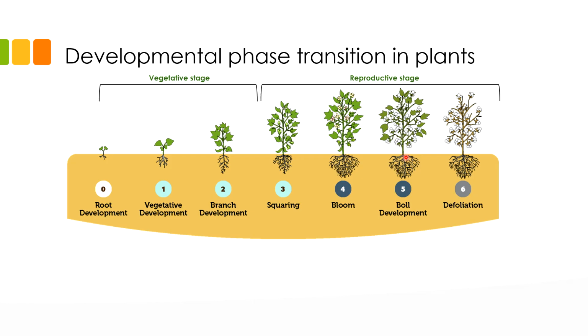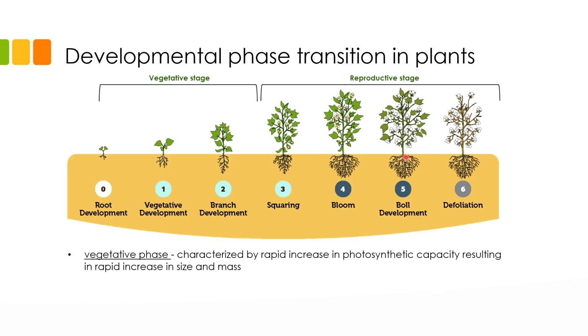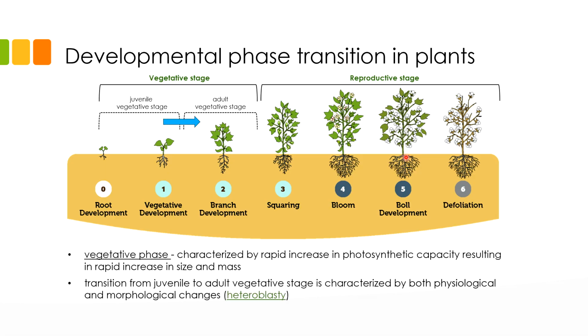The vegetative stage is characterized by a rapid increase in photosynthetic capacity that results in rapid increase in the size and mass of the plant. The vegetative stage can further be divided into the juvenile vegetative phase and the adult vegetative phase. When the plant transitions from the juvenile to the adult vegetative stage, there are abrupt changes that we can see in the physiology as well as in the morphology of the plant. These observable changes are referred to as heteroblasty.